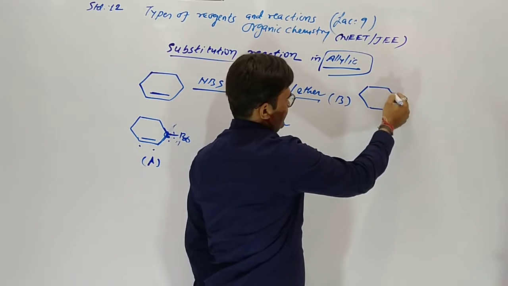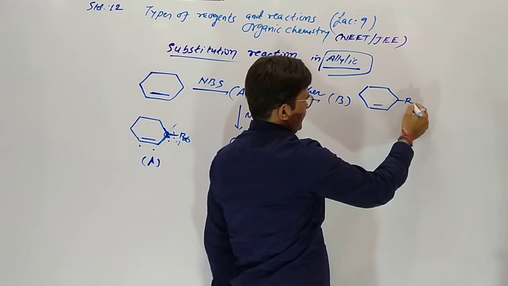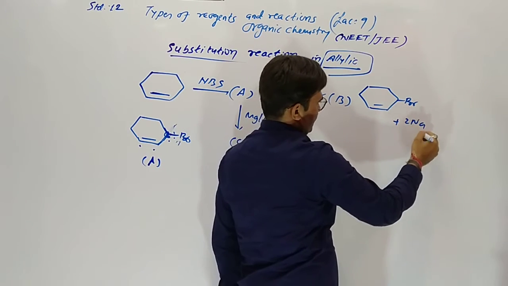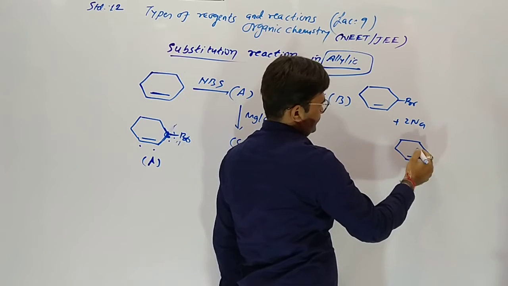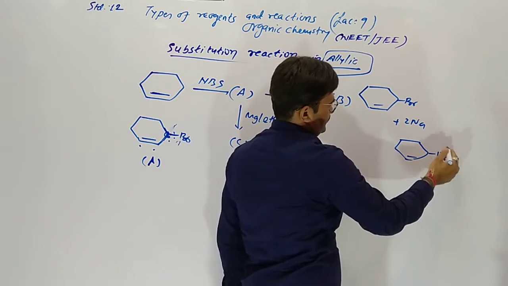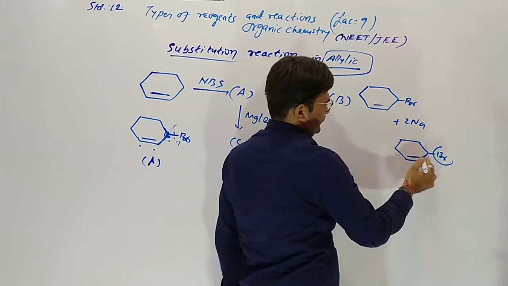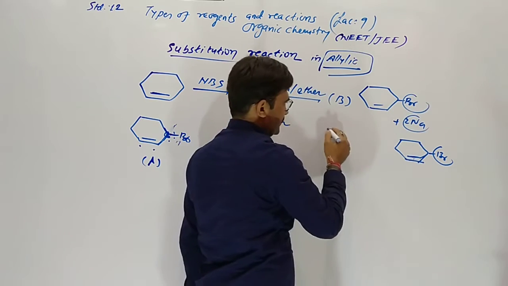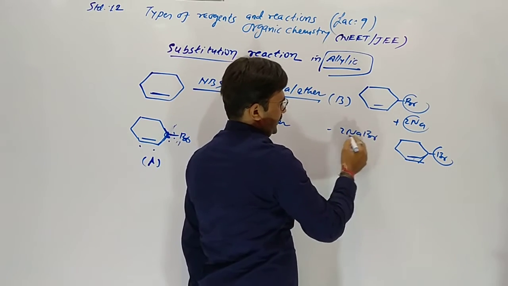Now sodium with ether. There is bromine, 2 moles of sodium. So 2 bromines with 2 sodium remove 2 NaBr.